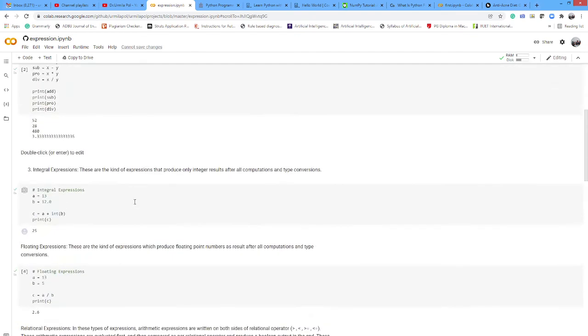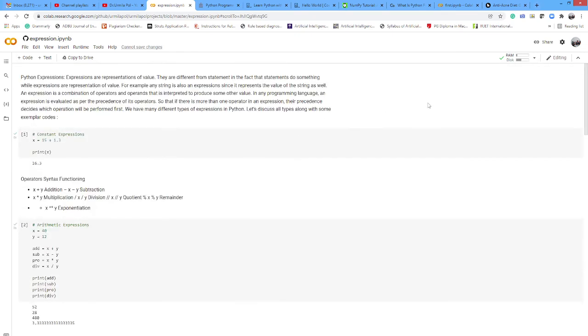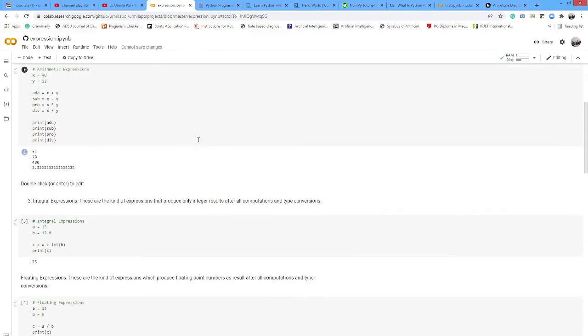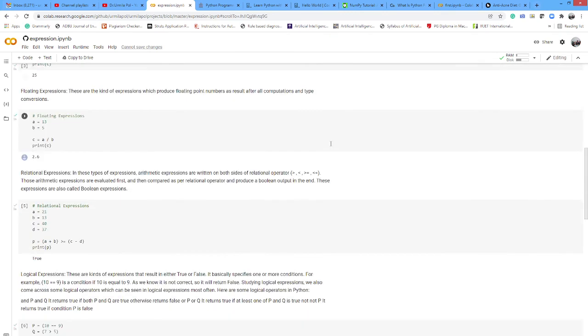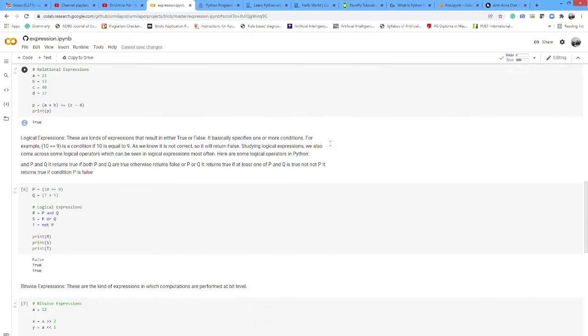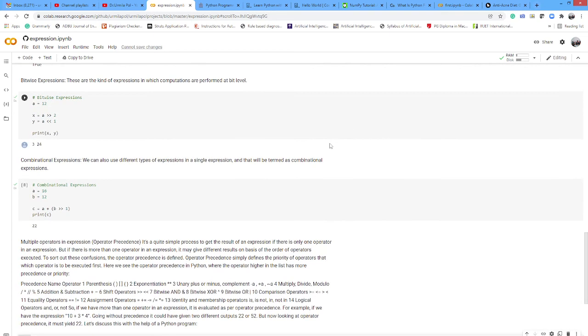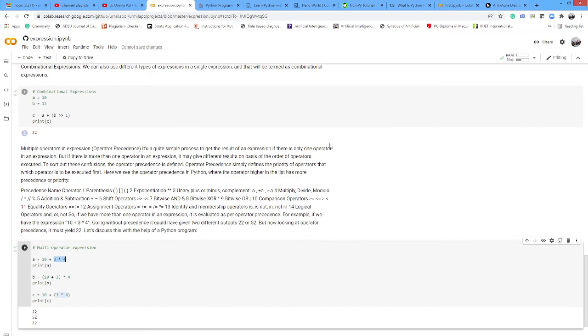Like that, various expressions are evaluated in Python: constant expression, arithmetic expression, integral expression, floating expression, relational expression, and then bitwise expressions, combinational expressions, multiple operators in expressions.